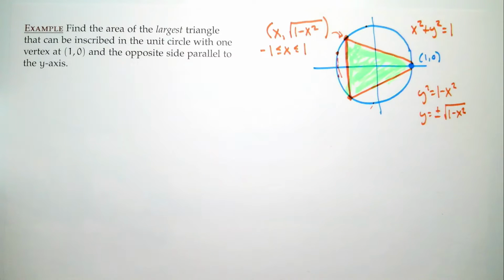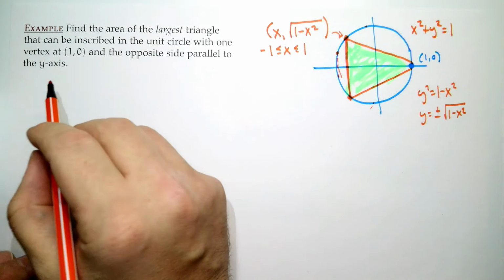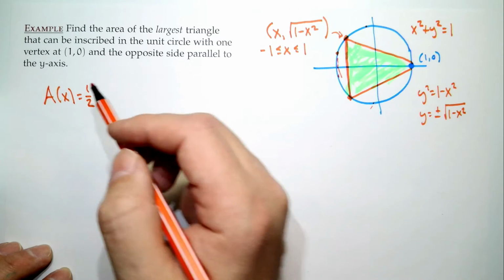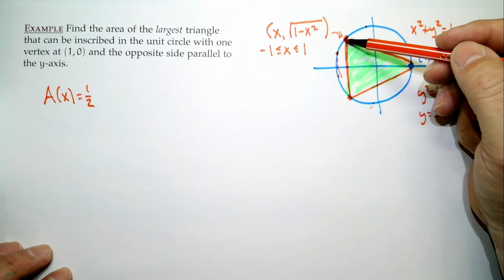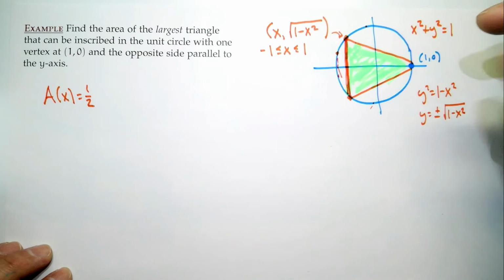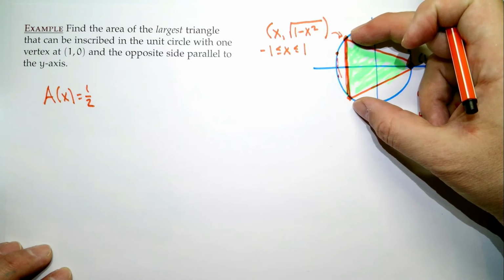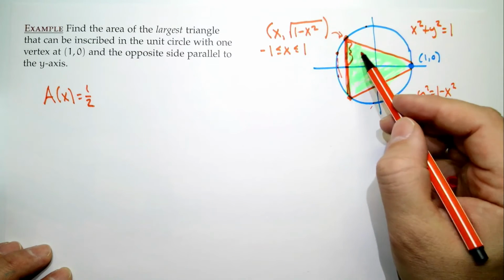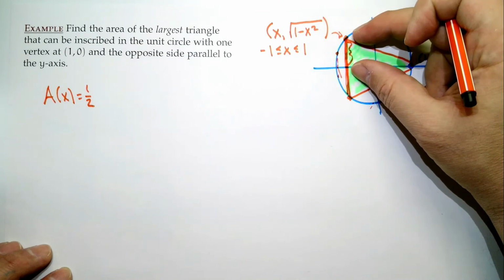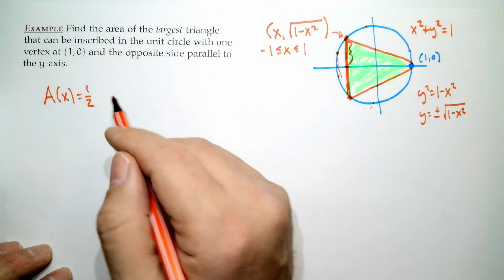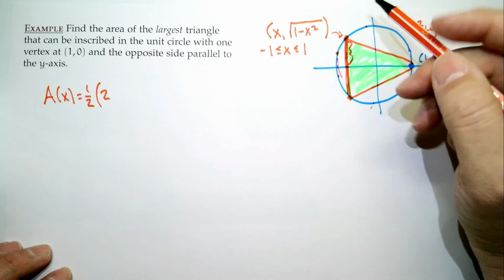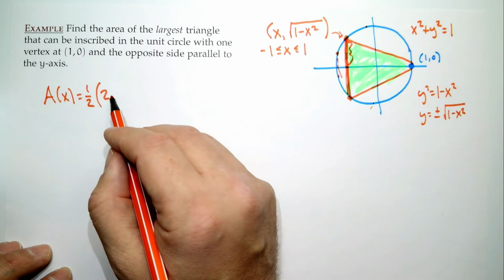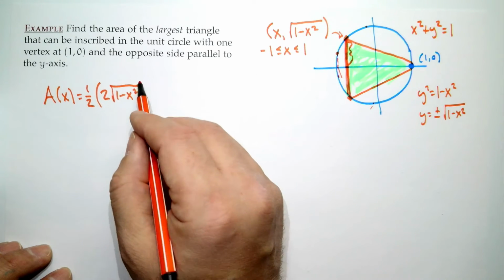Now we need to figure out the area. So our area as a function of x is 1/2. Now we have the base. So the base is this side here. So what's that length? Spoiler, it's twice that length. It's 2y, the y value. So 2 square root 1 minus x squared.